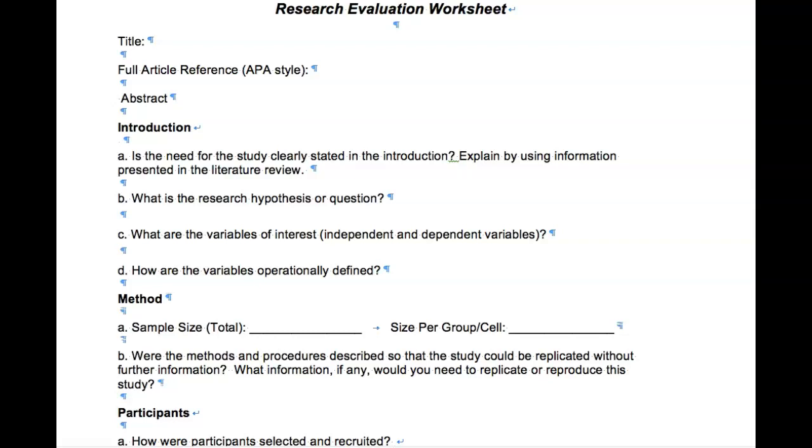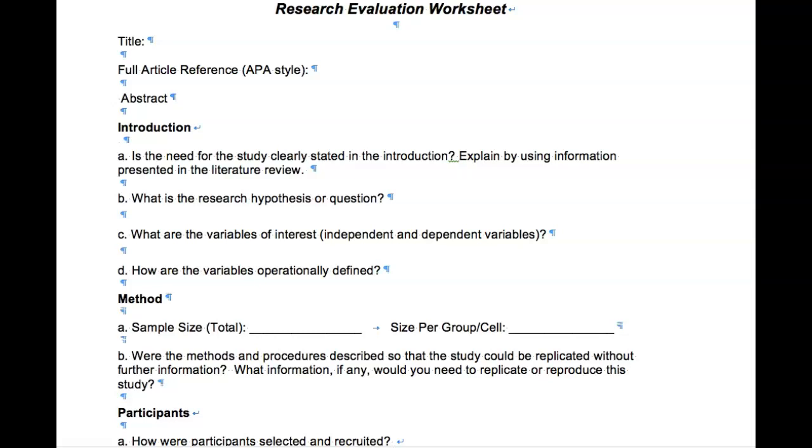Hi, class. I'd like to clarify filling out this research evaluation worksheet. To start off with, you have to find a research article to analyze. So you're going to go in the library, probably into EBSCOhost, and locate an article.